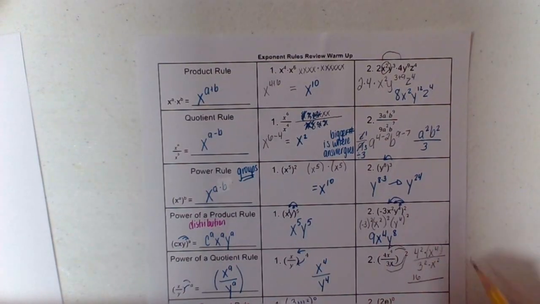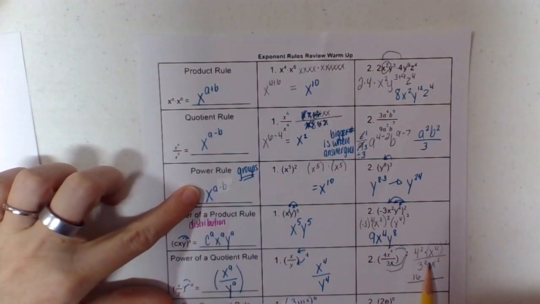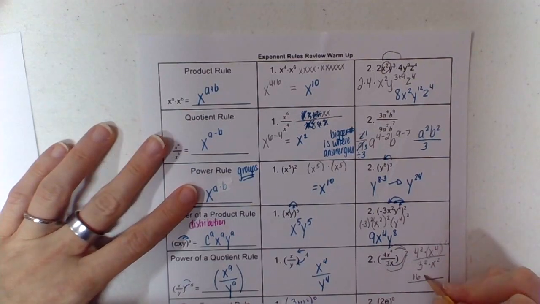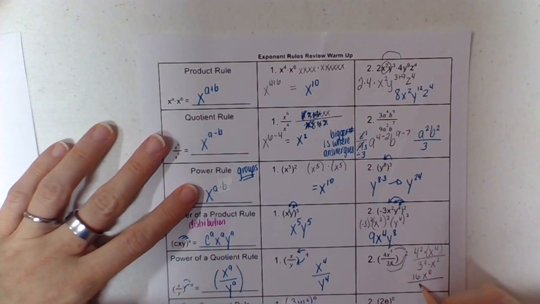Two groups of x to the 4th is using my power rule again. So I'm going to have x to the 4th times 2 gives me x to the 8th. 3 squared gives me 9. And then I keep the x squared.